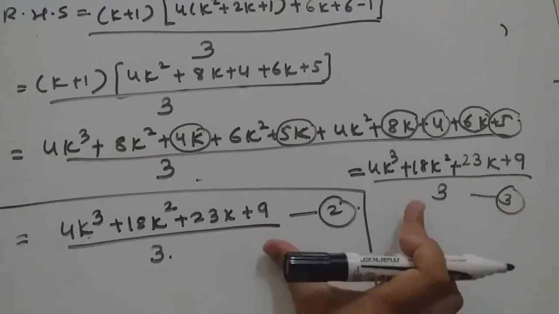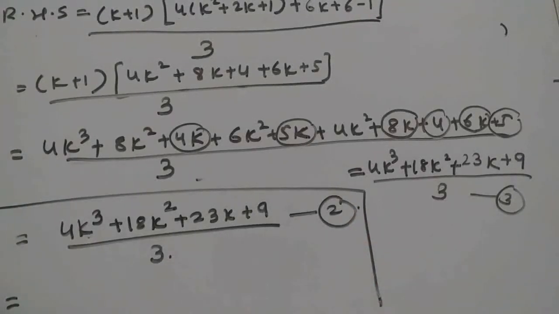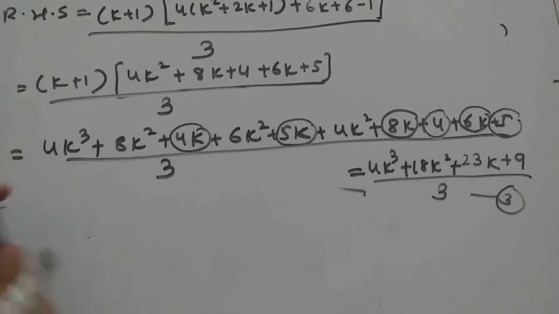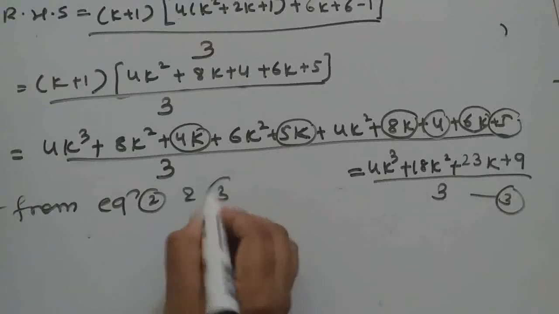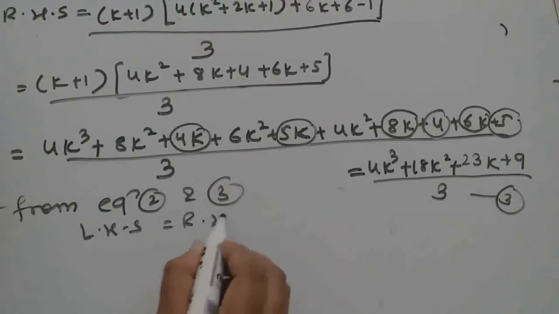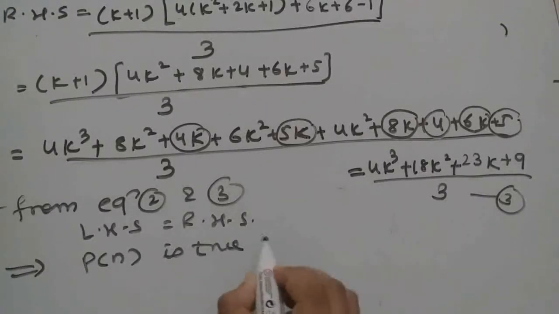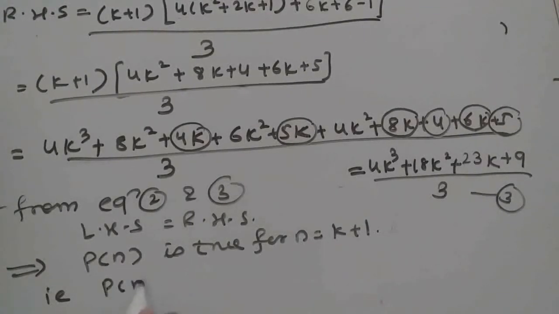Equation 3. Just compare equation 2 and 3. Isn't it? Both are equal. That means we proved it. From equation 2 and 3 we got LHS equal to RHS. That means P of n is true for n equal to k plus 1 also. That is, P of n is true for all n belongs to N.